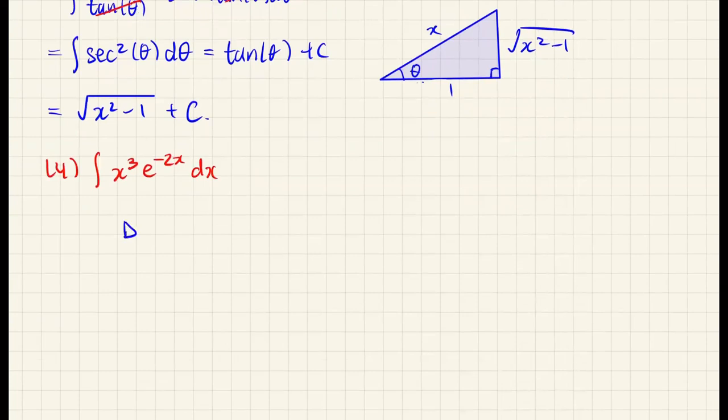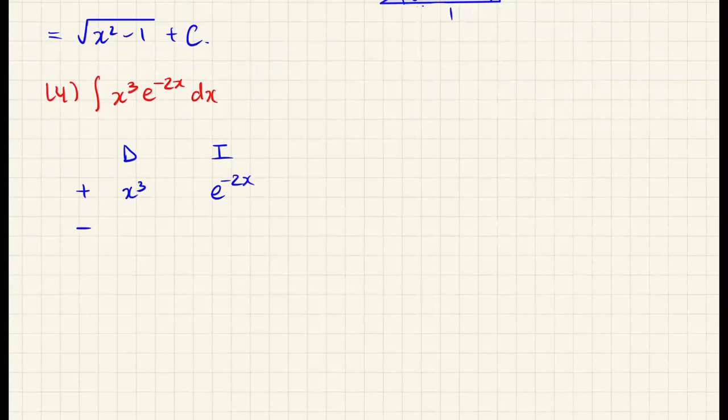So the one I'm actually going to be differentiating is going to be the x cubed. And this is going to be plus. The one I'm integrating is going to be e to the power negative 2x. So I'm going to add some extra plus, minus, and we'll see how far we go. So differentiating x cubed, maybe 4 more times, we have 3x squared. We have 6x, then we have 6, then we have 0.